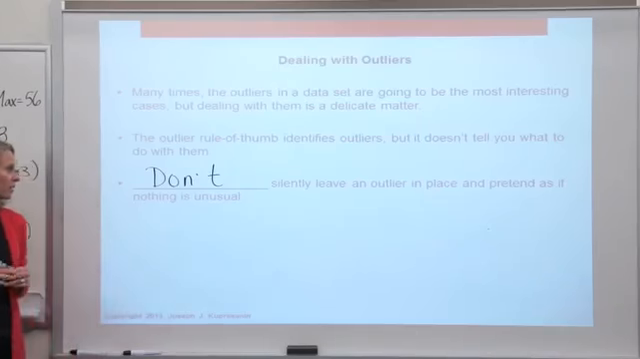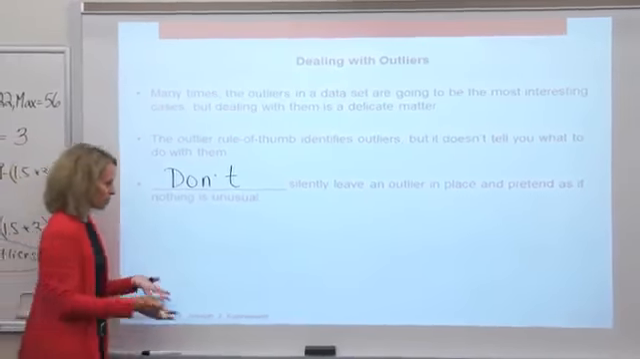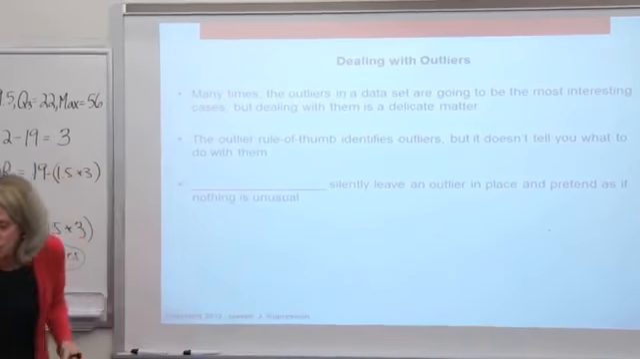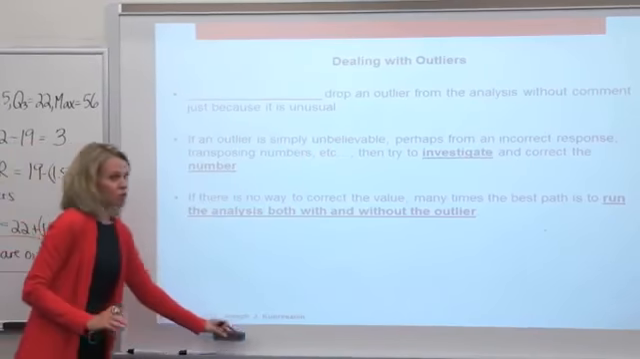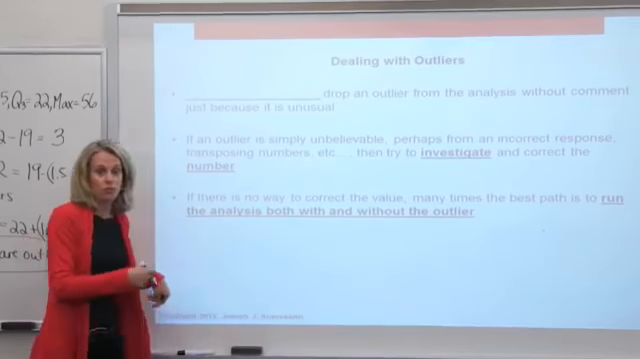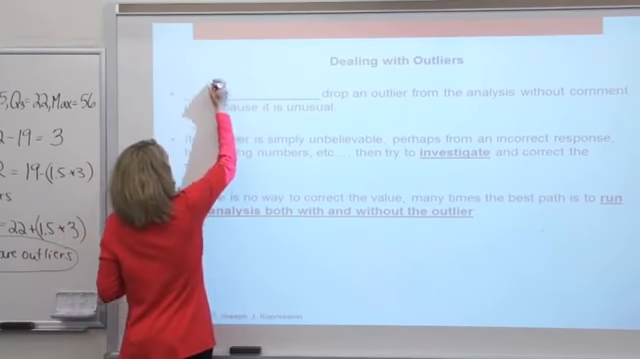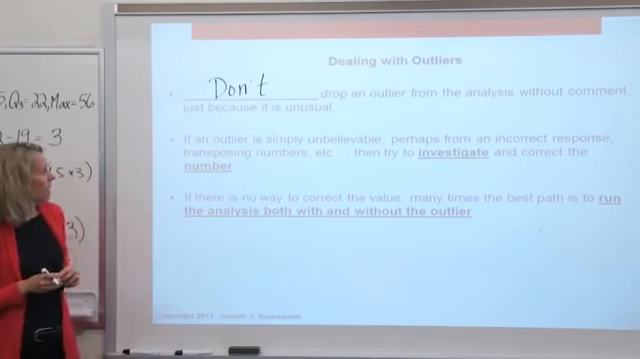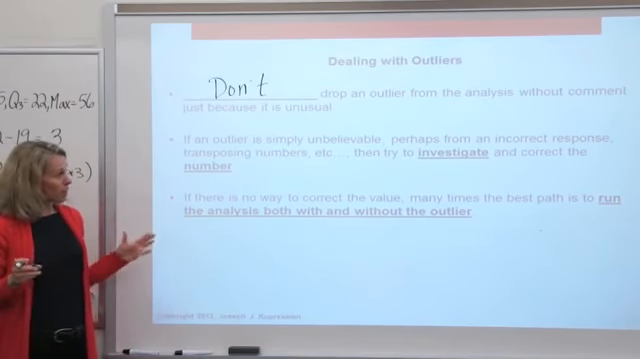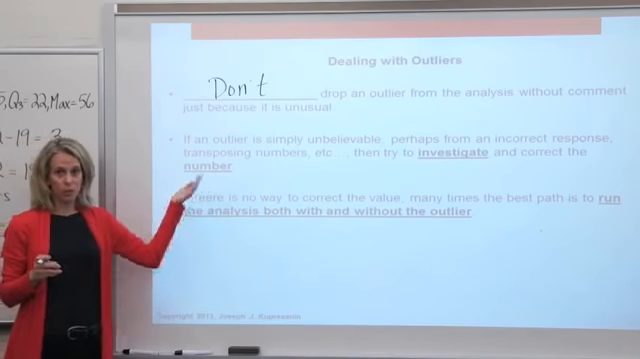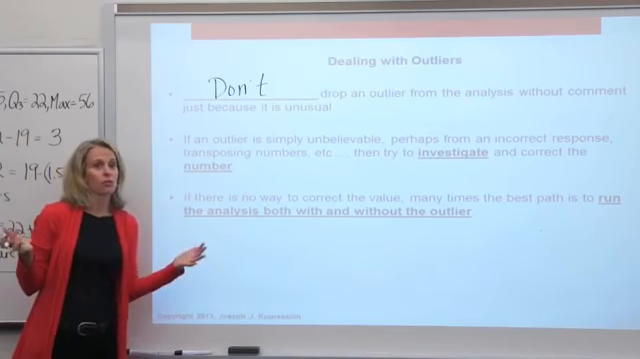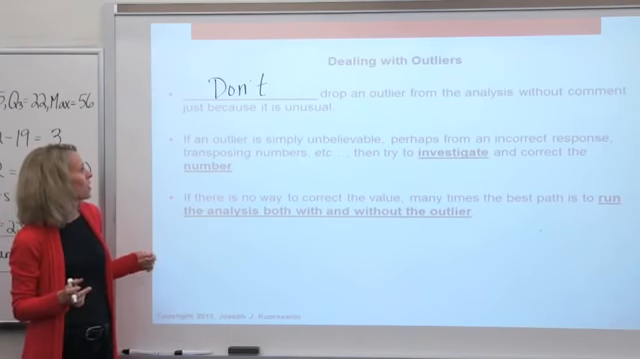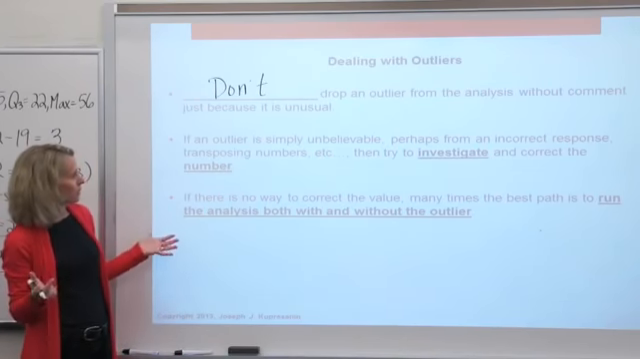So don't do that. For one thing, you want to check and make sure, is that outlier a typo? But we don't want to just silently ignore it. You also just don't want to say, oh, I've got some outliers, I'll just drop them from my data. So don't just drop them from your data without comment there. If an outlier is simply unbelievable, perhaps it's an incorrect response. If we had had an age of 143, I don't think there's any 143-year-old statistics students, we would probably drop that from the data set.